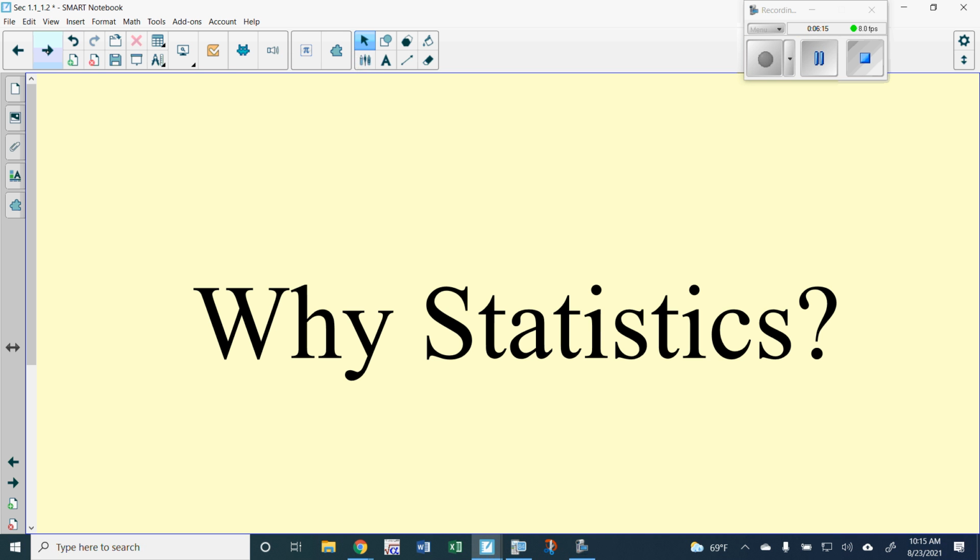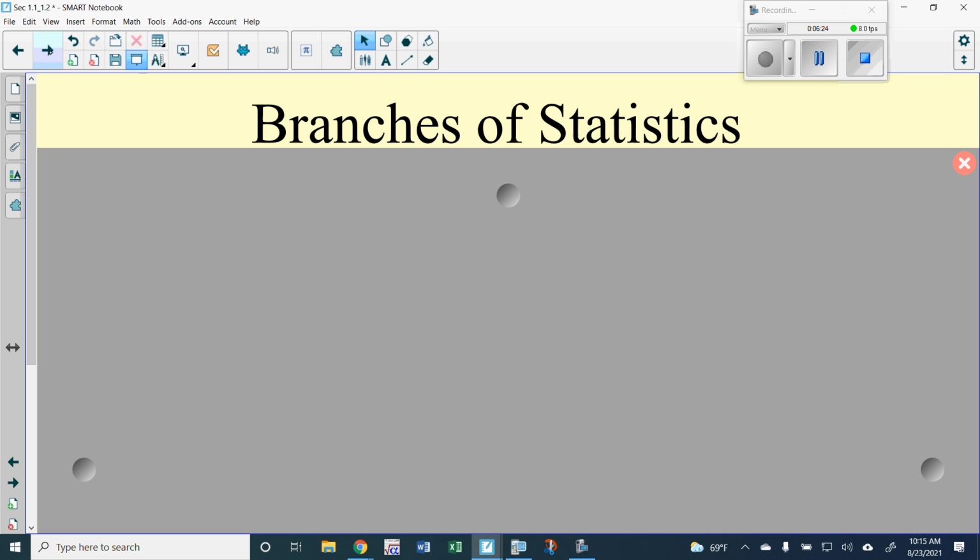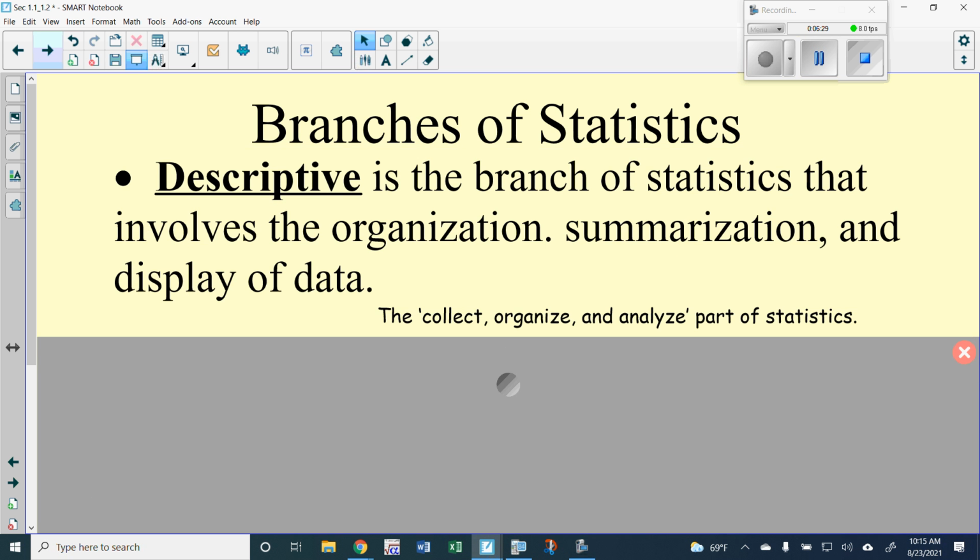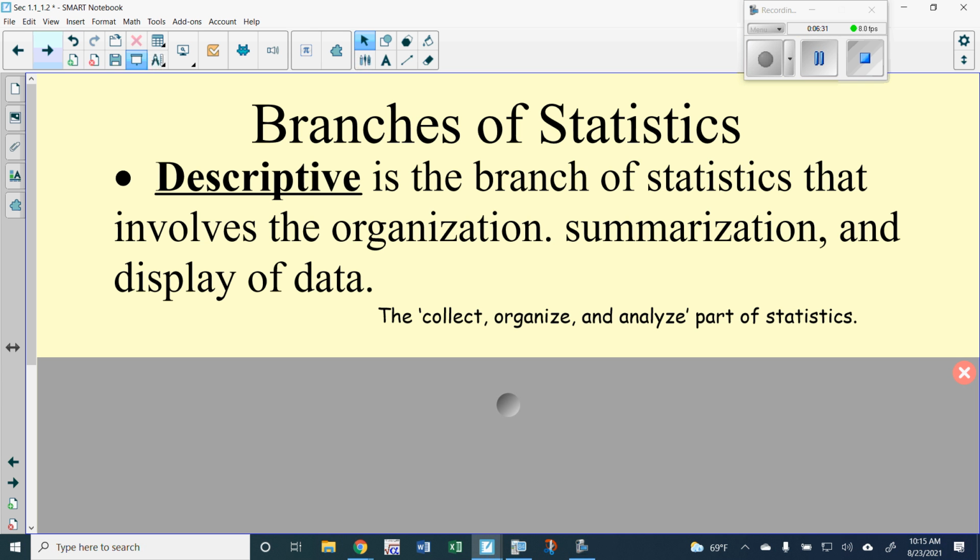So anyway, why statistics? All right, some branches of statistics. These are the two big things we're going to look at. The first one is descriptive statistics, and I have the bottom thing in your notes because it's easier to say. It's the collect, organize, and analyze part of statistics. It's the branch that involves organization, summary, and displaying the data. All you're doing is saying, hey, we collected the data, here's what we've got. We're not making decisions. We're not saying what that means. We're just saying, here's what we got.